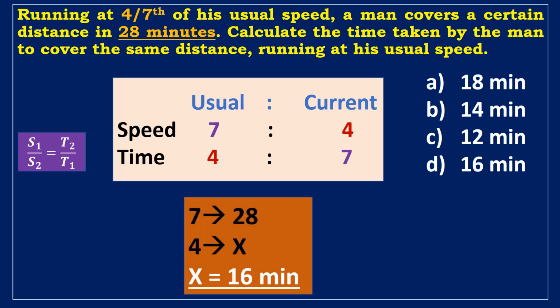According to the problem, a man covers a certain distance in 28 minutes. That is, the current time 7 represents 28 minutes. Then calculate the multiplication factor: 7 multiplied by 4 equals 28. Then, multiplying this multiplication factor 4 by the usual time 4 yields the correct answer of 16 minutes.